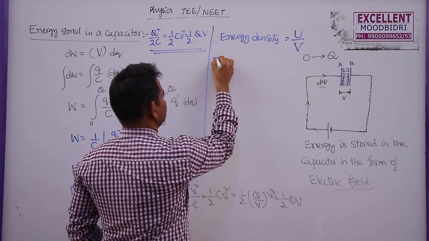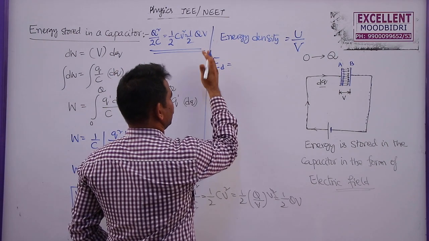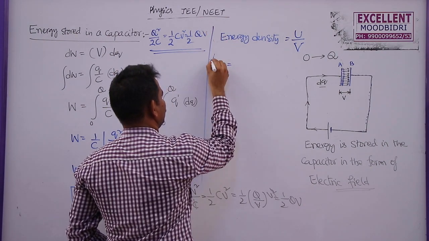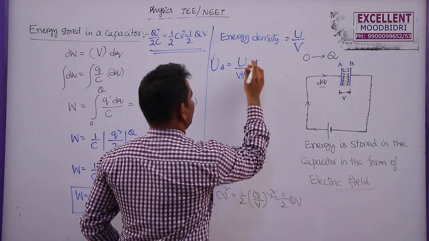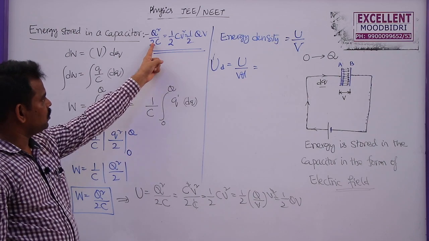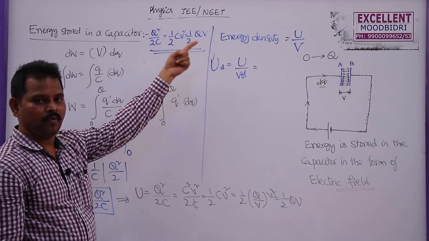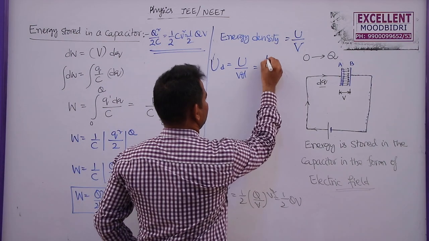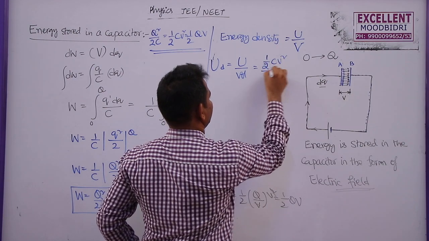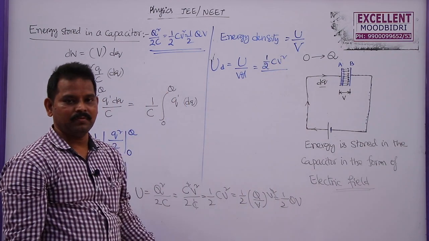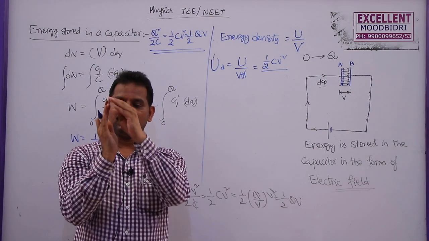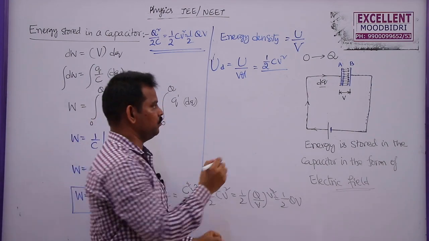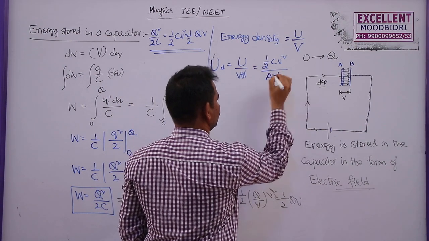So, the energy density, you can write U_D, is equal to U by volume. What is energy? You can take Q squared by 2C, half CV squared, or half QV, whatever it may be. So, I am going to take here half CV squared by the volume of the capacitor. A capacitor consists of two plates. What is the volume between the two plates? Area into distance will give the volume. So, this is area into distance.